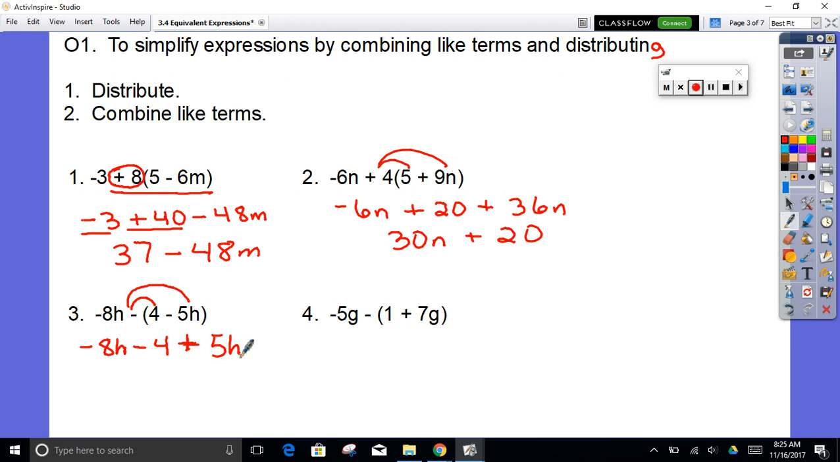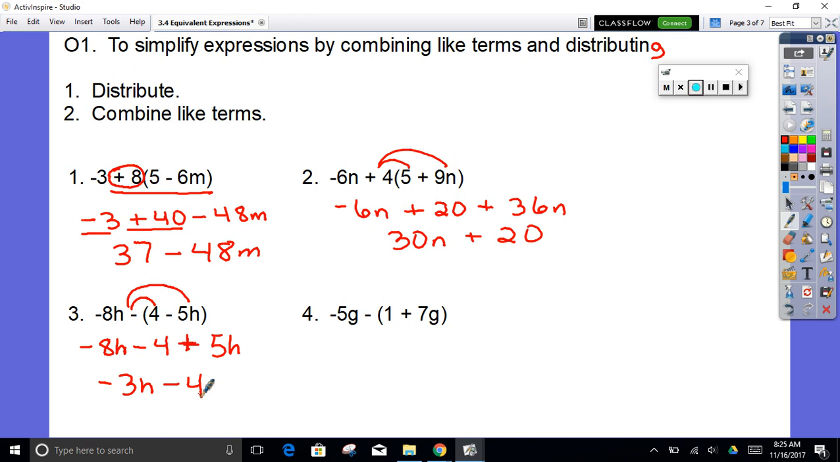Okay, so then we have some like terms we can combine. Jake, what would we get after we combine like terms? Negative 3h minus 4. Yes. Negative 3h minus 4.